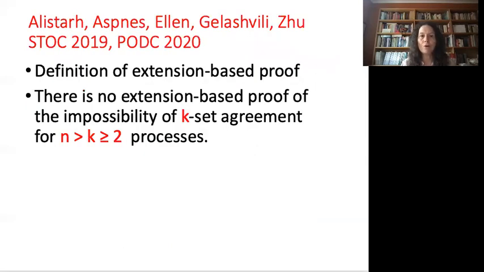A couple of years ago, Dan, Jim, Rutty, Jimmy, and I formalized this question by defining the class of extension-based proofs, which includes valency arguments. Then we proved that there is no extension-based proof of the impossibility of k-set agreement when k is at least 2 and n is greater than k.